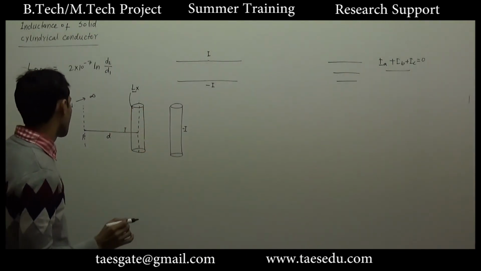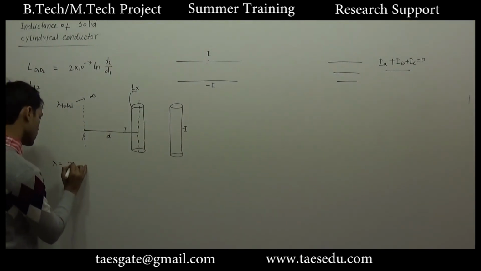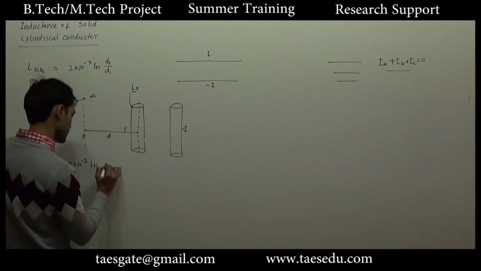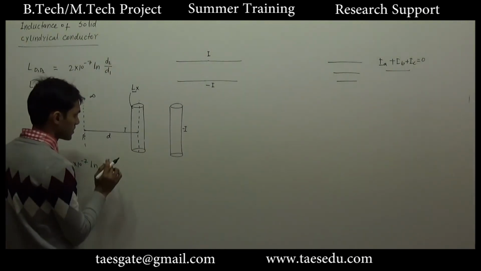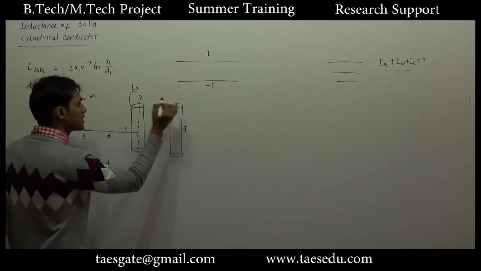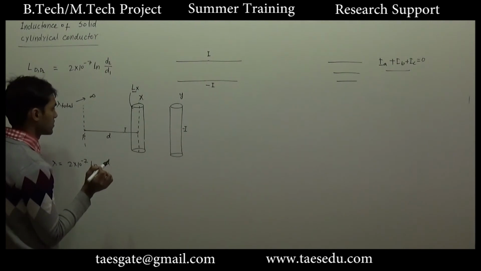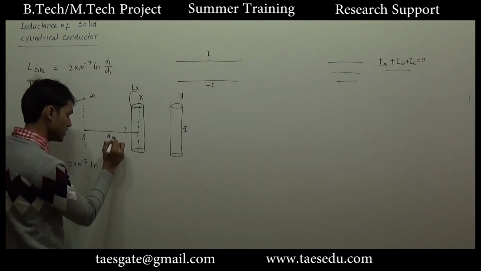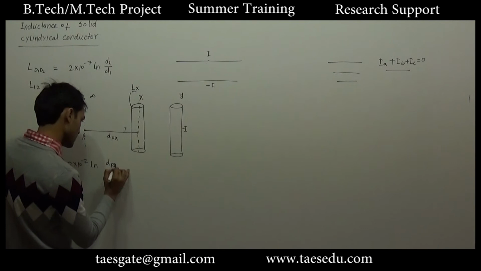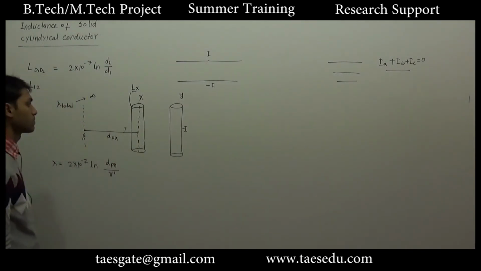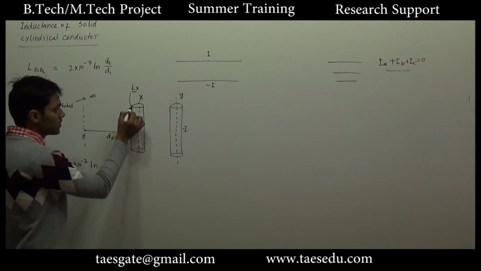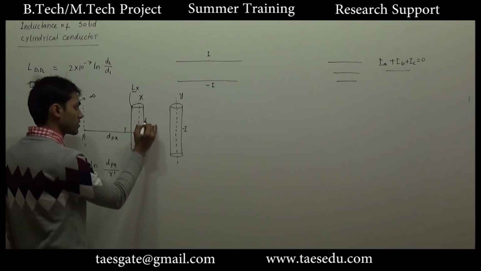So this we have already calculated. Lambda is nothing but 2 into 10 to power minus 7 ln. Let's say this distance is d, or let us represent this distance. Let's say this distance from this conductor is x and this conductor is y. So let us represent this distance as dpx, the distance of point P from the conductor x, dpx divided by r dash.